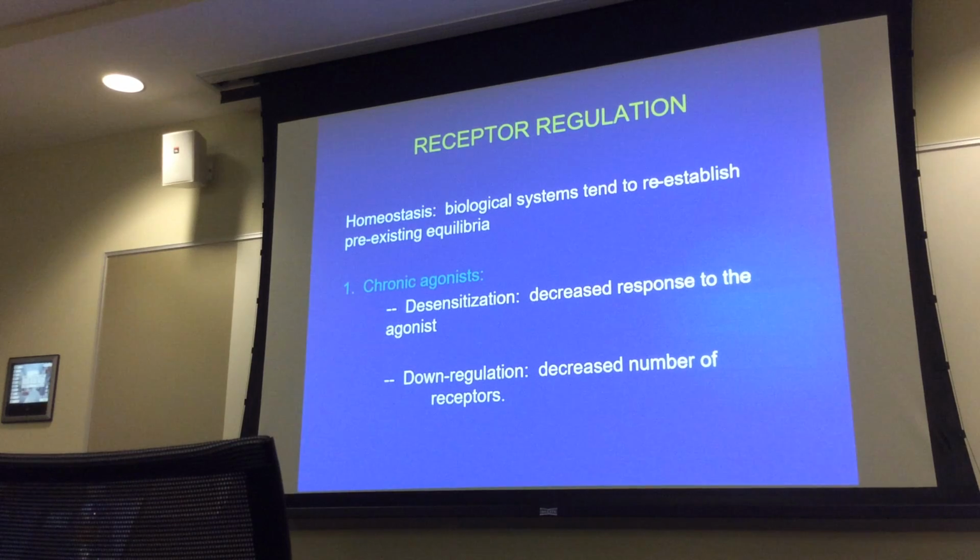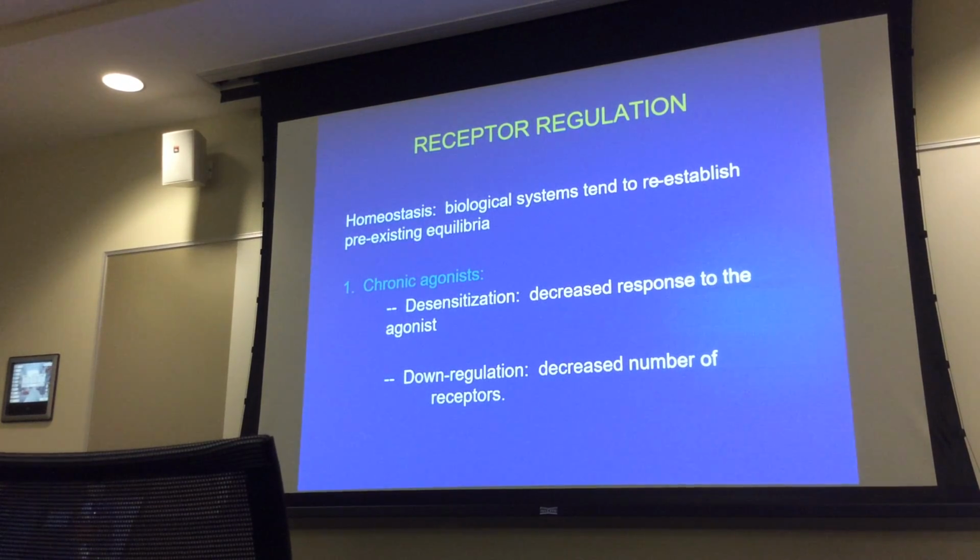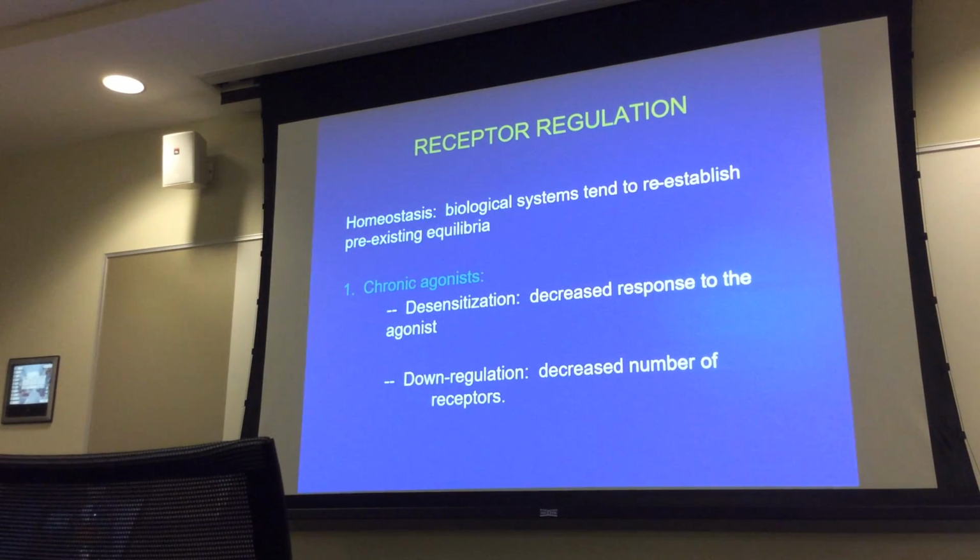But physiology doesn't work that way, and receptors change as a function of their exposure to agonists. This is a physiological function. It is common to all biological systems. And the process is known as homeostasis, okay? So biological systems tend to try to maintain their own equilibrium, okay? They like to stay where they are, and if they're pushed out of equilibrium, they respond by counteracting in the other direction to restore a homeostatic balance.